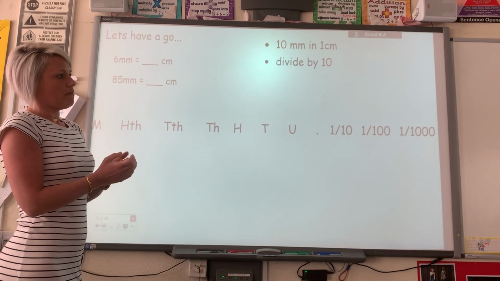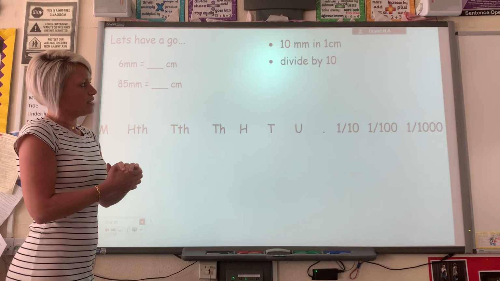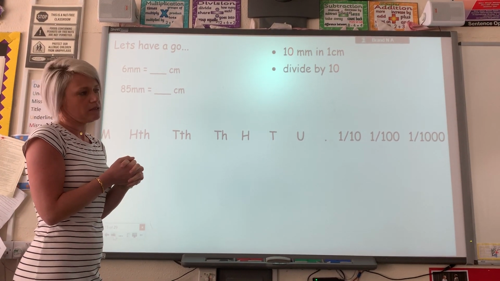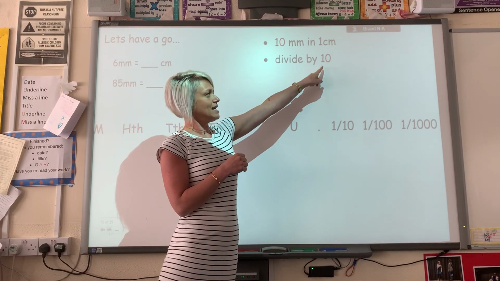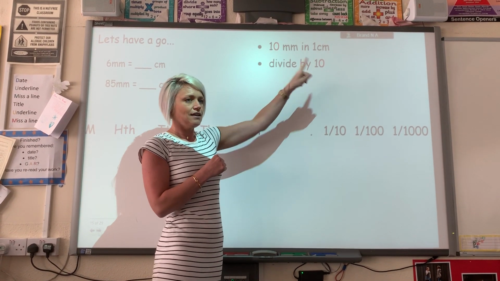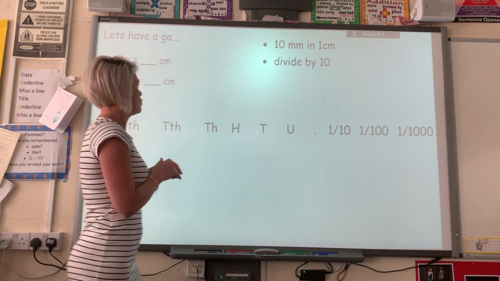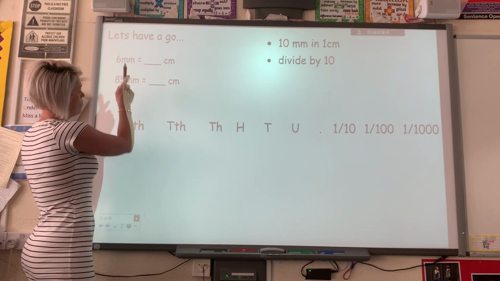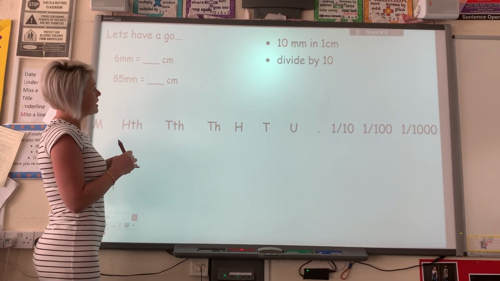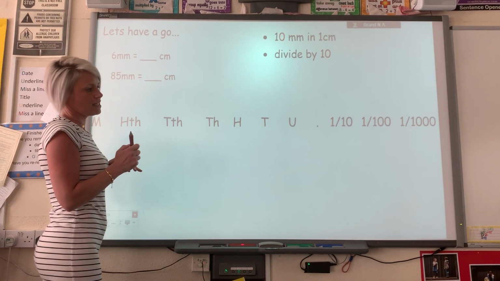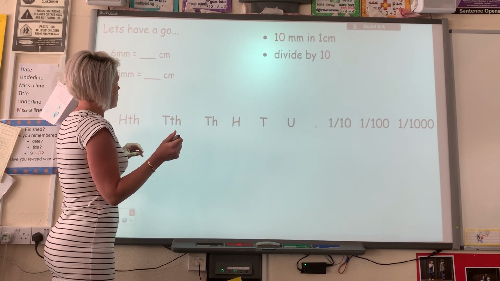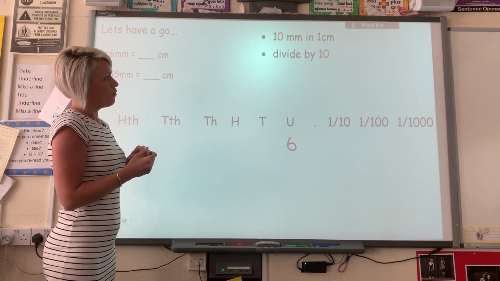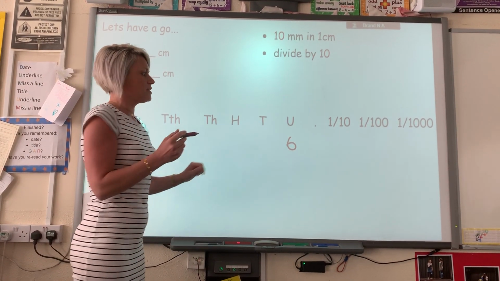So it's still the same measurements we're dealing with, millimetres and centimetres. So we know now that there are 10 millimetres in 1 centimetre. So we're dividing by 10, then everything moves one place to the right. So the first example, a question asks us to find out how many centimetres there are if you've got 6 millimetres. So, if you've got 6 millimetres, we've got to move everything one place to the right.